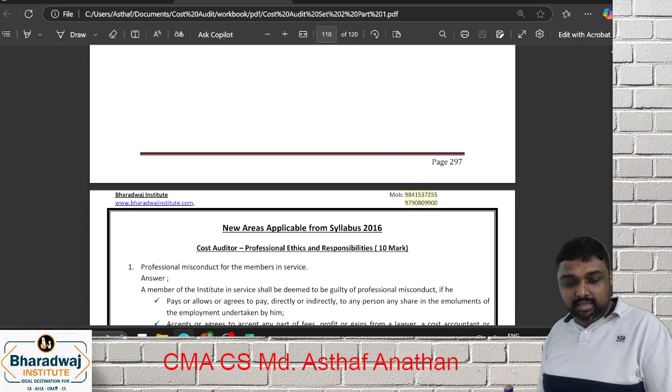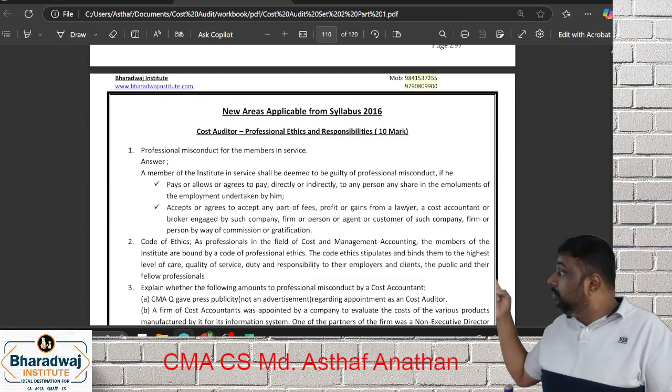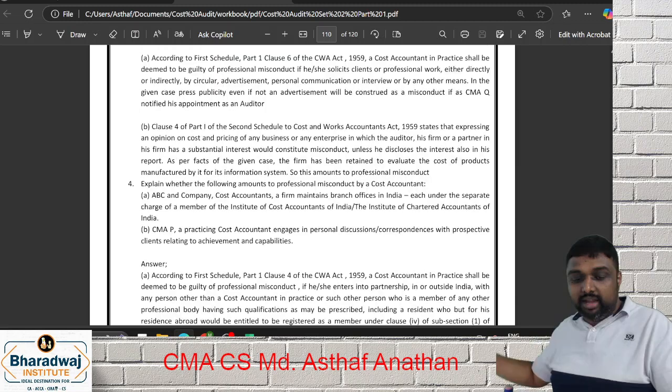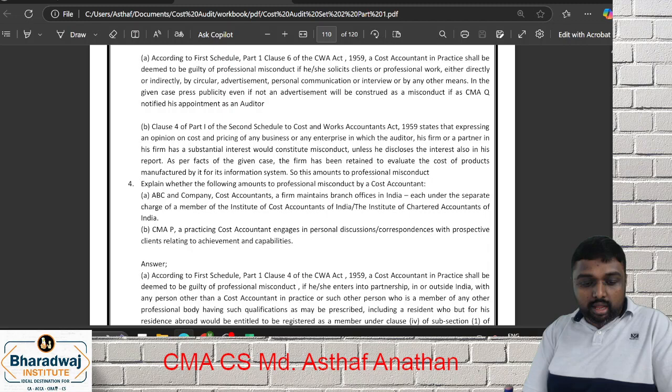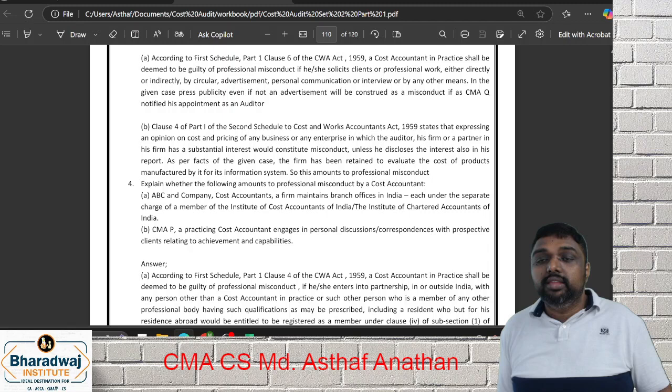See, cost audit, professional ethics and responsibility. What is the professional ethics? What is code of ethics? Here comes the example. See, explain whether the following amounts to professional misconduct. Whether the following ABC company manufacturing. One question generally comes here. Correct? Then filing of XBRL.